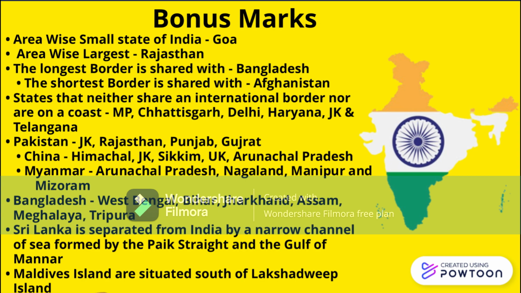States which share borders with Pakistan are Jammu Kashmir, Rajasthan, Punjab, Gujarat. Those which share with China are Himachal Pradesh, Jammu Kashmir, Sikkim, Uttarakhand, Arunachal Pradesh. The states which share border with Myanmar are Arunachal Pradesh, Nagaland, Manipur, and Mizoram. The states which share a border with Bangladesh are West Bengal, Bihar, Jharkhand, Assam, Meghalaya, and Tripura.